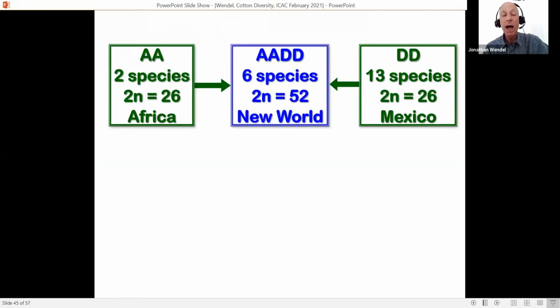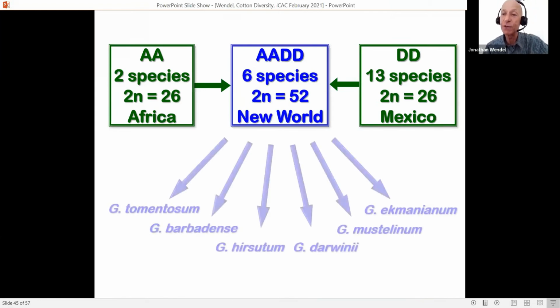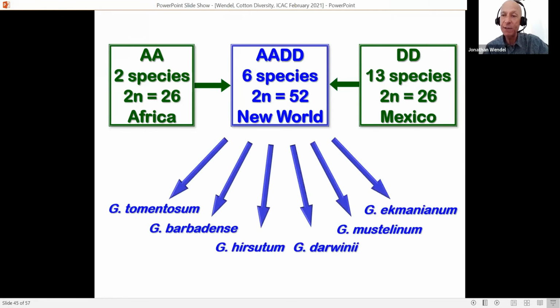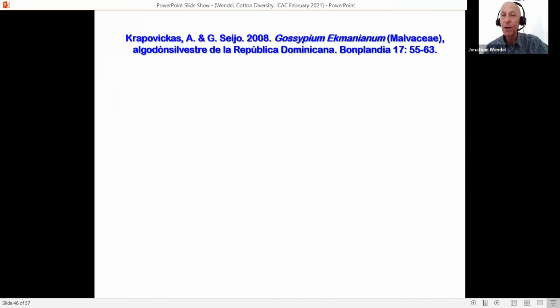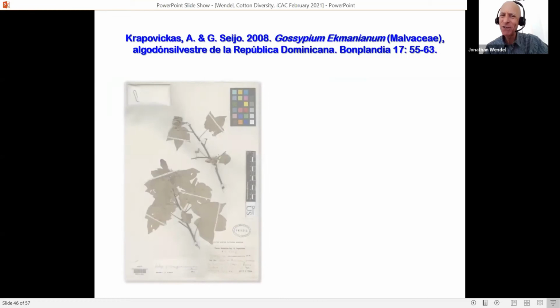Okay, I'm almost done. I showed you this slide once before, and it said 5 species. Why does it say 6 now? Because I want to continue to make the point about new diversity that's still out there. So I've added the species on the right, Gossypium ekmanianum, to this slide. What is Gossypium ekmanianum? Well, it was described in 2008 in this very obscure journal, Bonplandia. And I said, what? And so here it is.